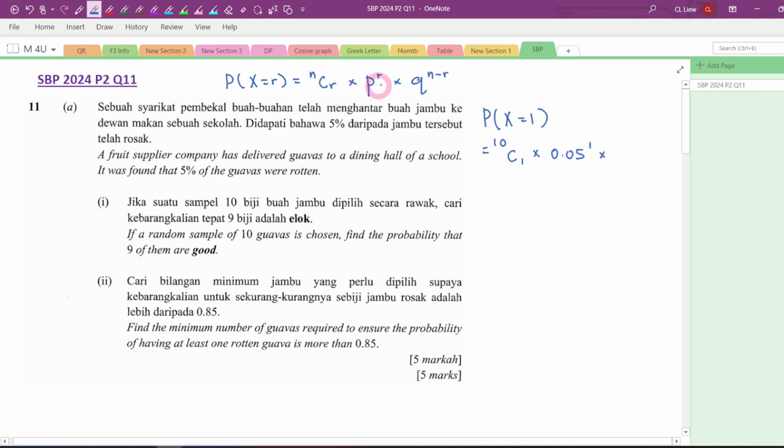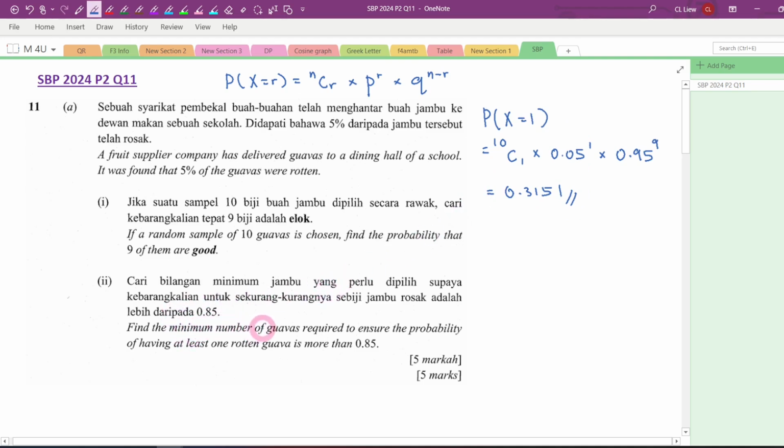And always remember p plus q is always equal to 1. This is probability of success. This is probability of failure. So if p is 0.05, the q here will be 1 minus 0.05, which is equal to 0.95. And this is 1, here will be 9. Always make sure the sum of these two numbers always equals this number. Now just press your calculator: 10C1 times 0.05 times 0.95 raised to the power of 9. Okay, so the answer is 0.3151.